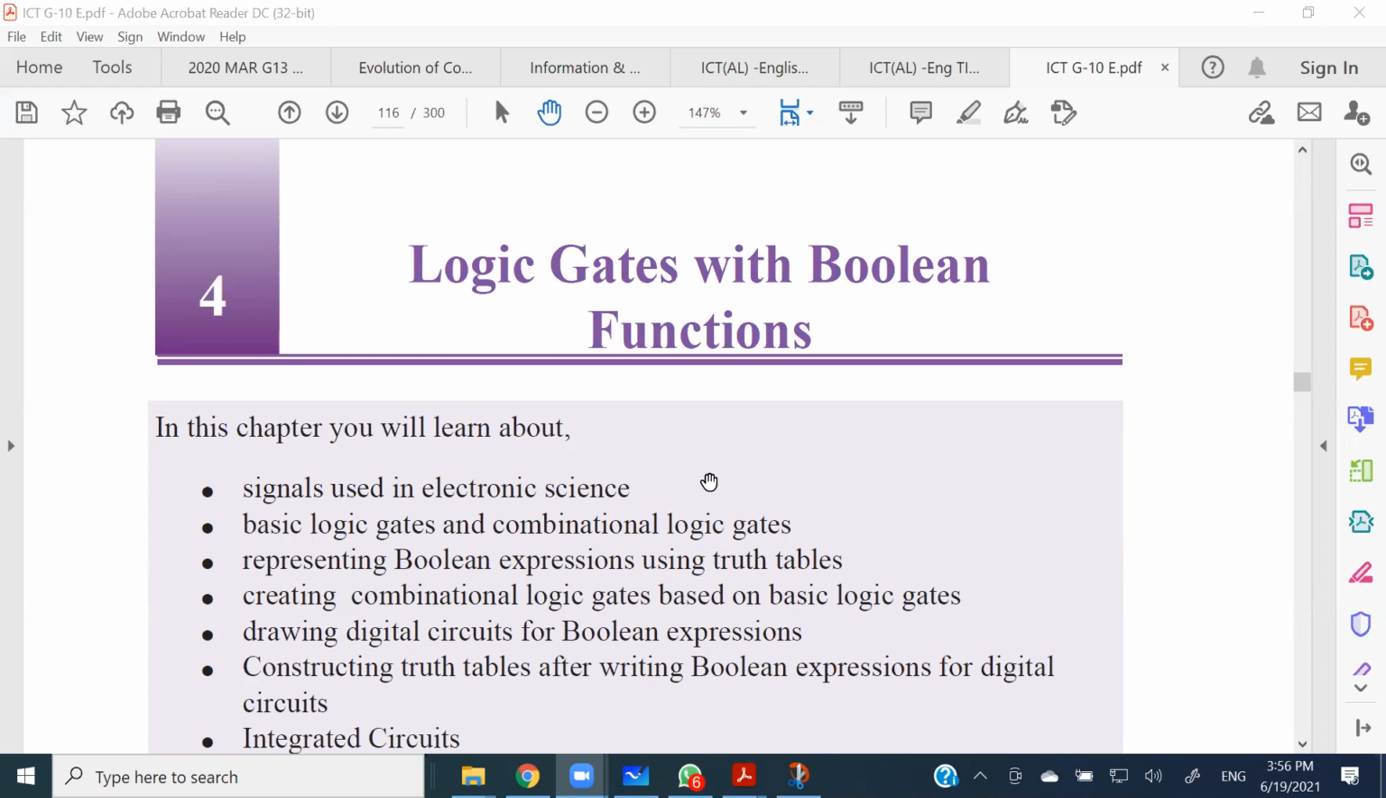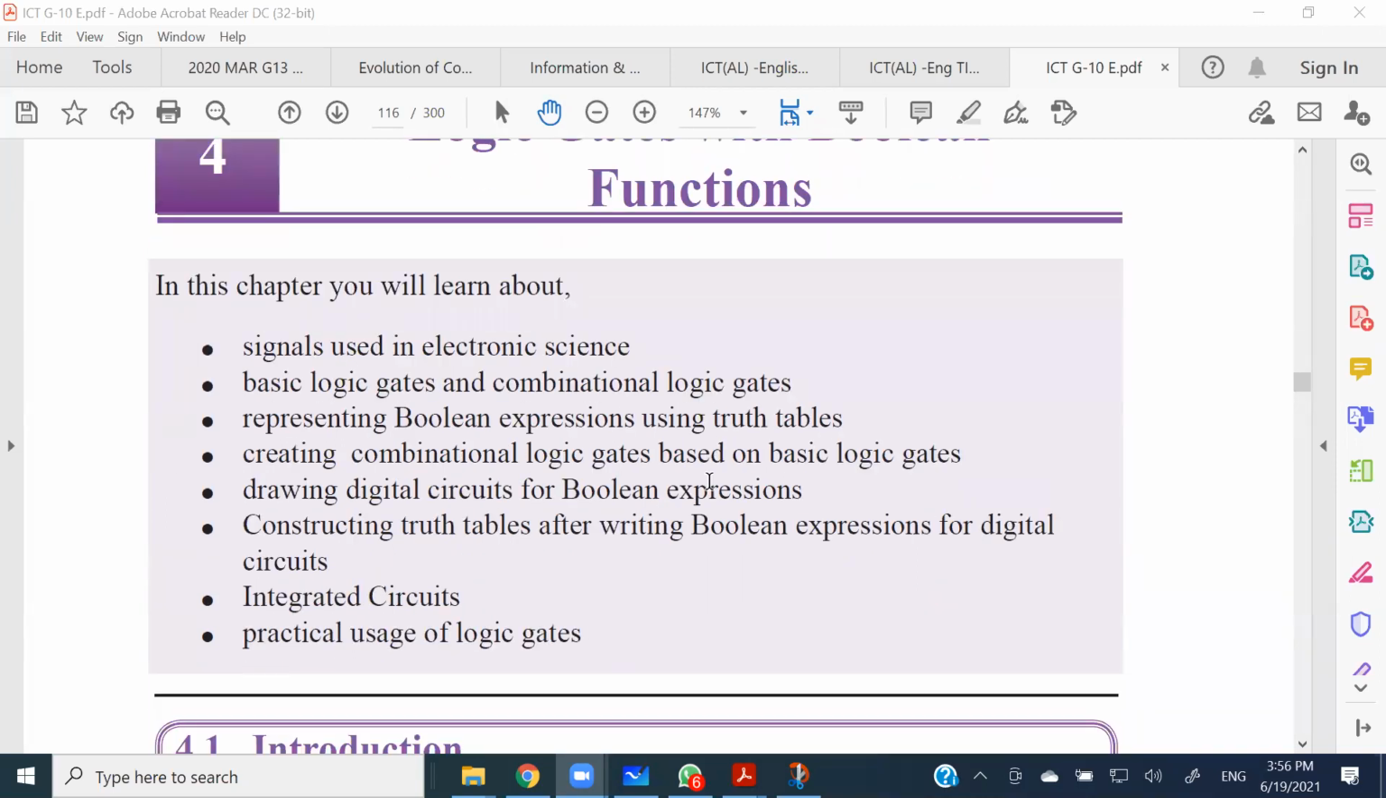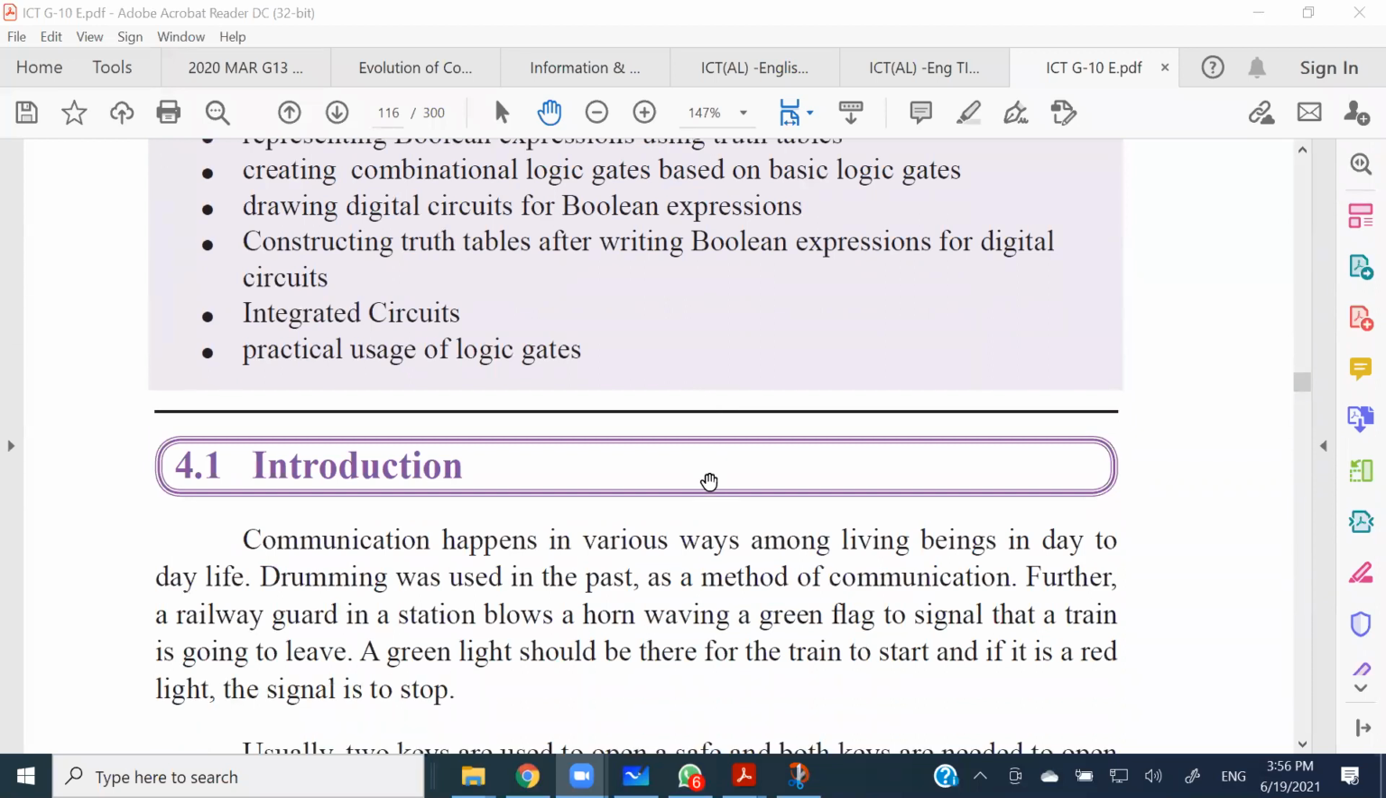Electronic science is the subject that talks about signals, right? So basically we are talking about how a signal is going to be recognized by the computer, right? So when it comes to the computers, it is ones and zeros that they have to understand. So signals are also being recognized as ones and zeros, right? So we are going to learn how these ones and zeros are going to process when a particular gate receives those, right?